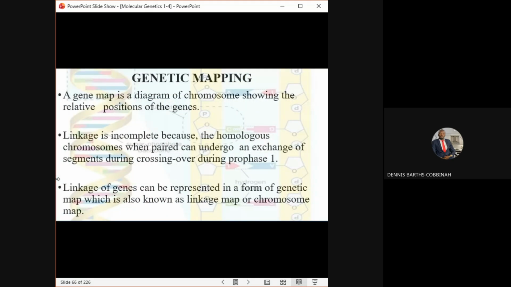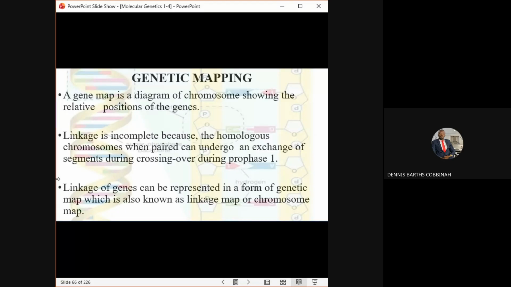All right, we can look at genetic mapping. So the sex linkage done, let's consider gene mapping. The relative distances between the positions of genes on the chromosome. We refer to them as the gene maps, or also the chromosome map.